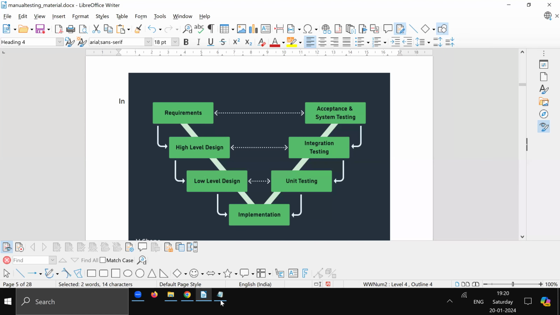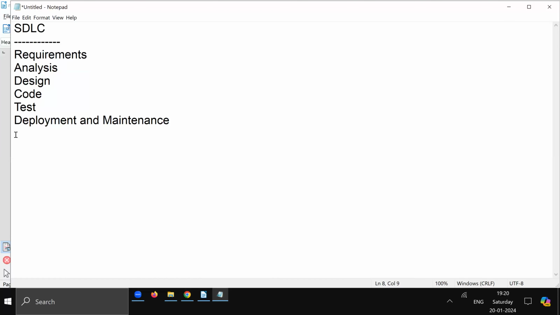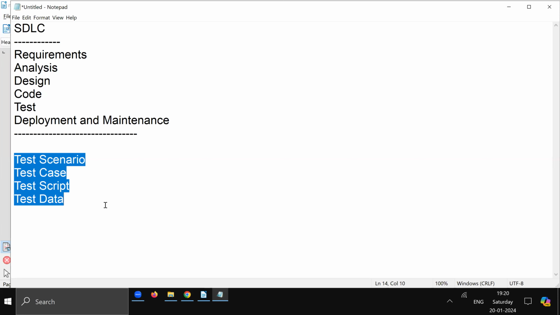Now here we use terms like test case, test script, test data, test scenario, right? These terms come up in our discussions quite often. You all aim at becoming testers, right? So you must know meanings of these terms.